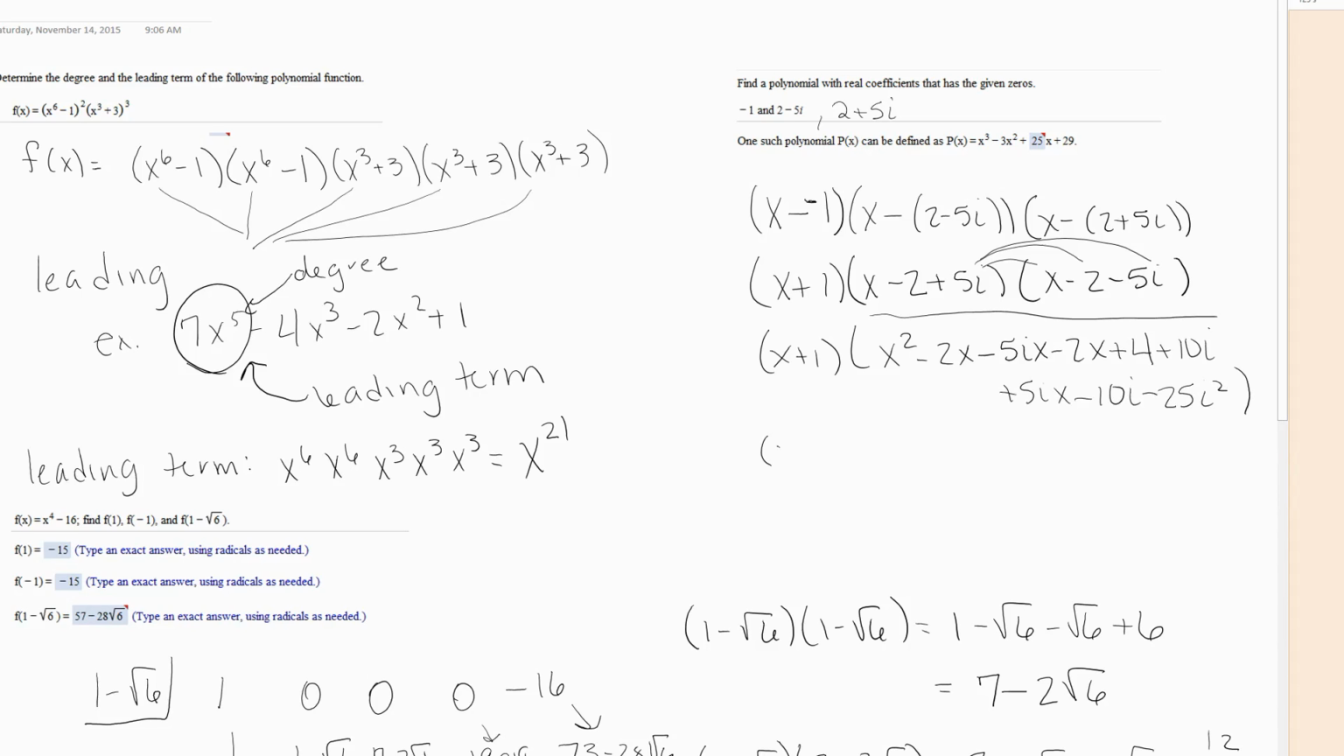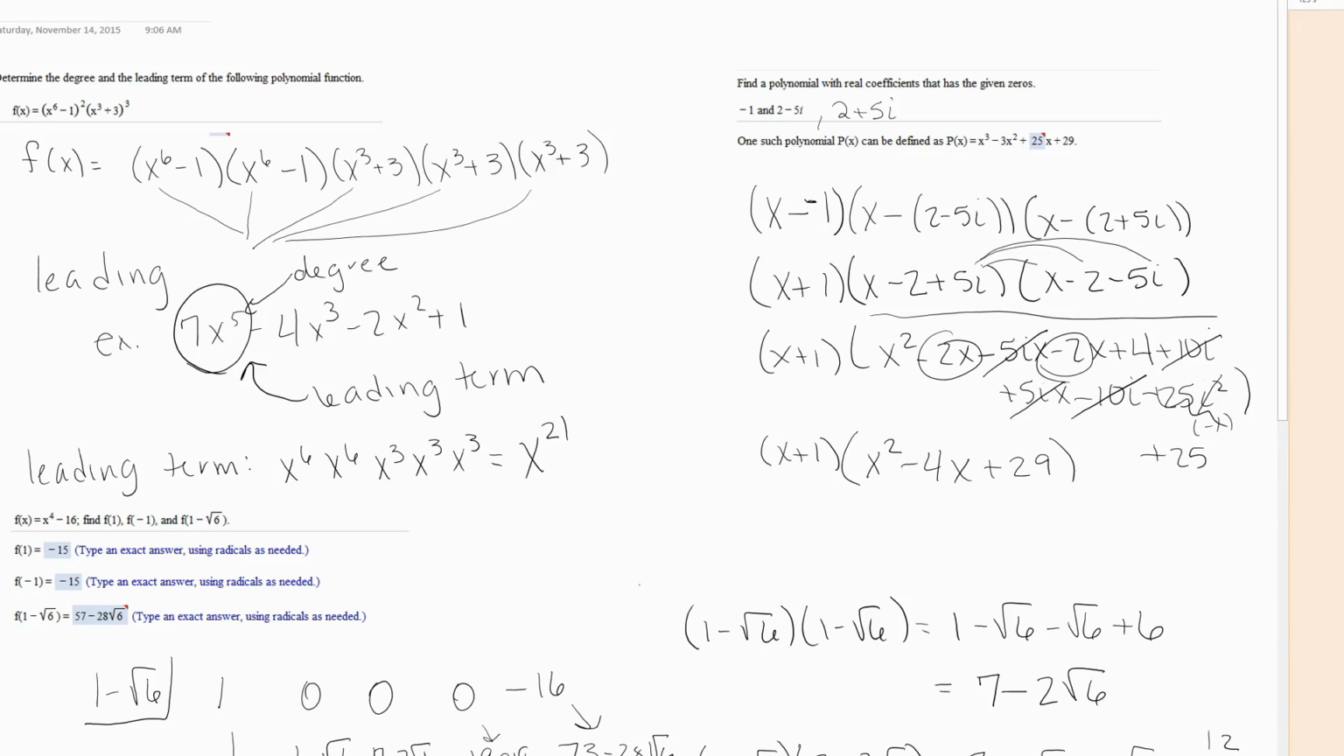So before we move on, we want to see what we can simplify. So this minus 5ix and this 5ix cancel each other out. This 10i and this negative 10i cancel each other out. And an i squared is the same as negative 1. So this whole term becomes a plus 25. So here we have x squared. We'd have minus 4x, just from these two terms. And then we have 4 plus 25, so plus 29.